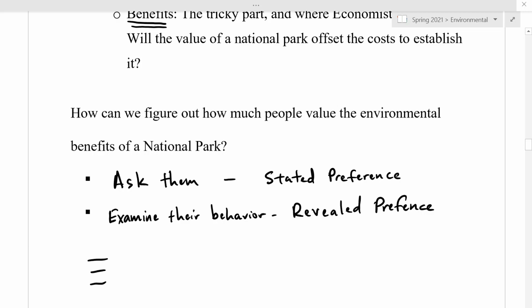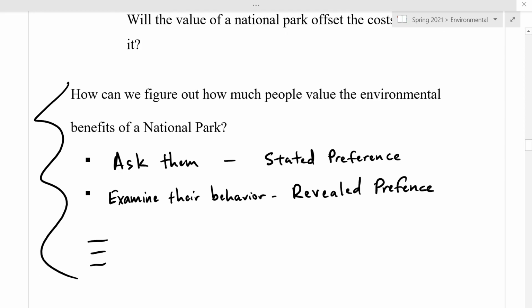But yeah, these kind of are valuation techniques that we use to think about what's the value, what's the benefit of natural resources. And that's what we'll be discussing in the next video.